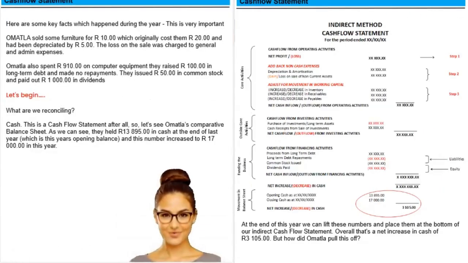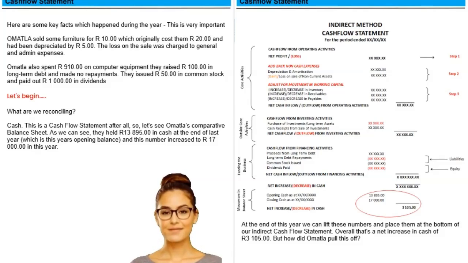Let's begin. What are we reconciling? Cash. This is a cash flow statement after all, so let's start with Omatla's comparative balance sheet. As we can see, they held 13,895 rands in cash at the end of last year, which is this year's opening balance, and this number increased to 17,000 rands in this financial year. At the end of this year we can lift these numbers and place them at the bottom of our indirect cash flow statement. Overall that's a net increase in cash of 3,105 rands.